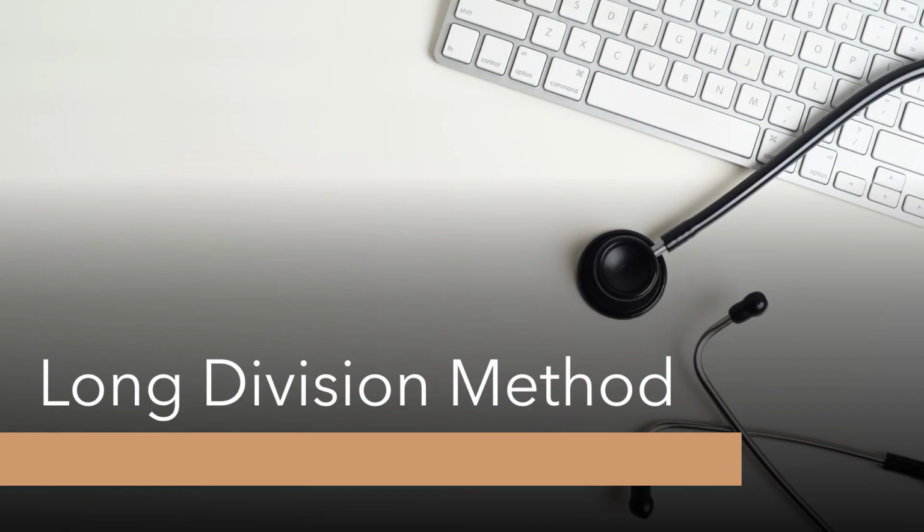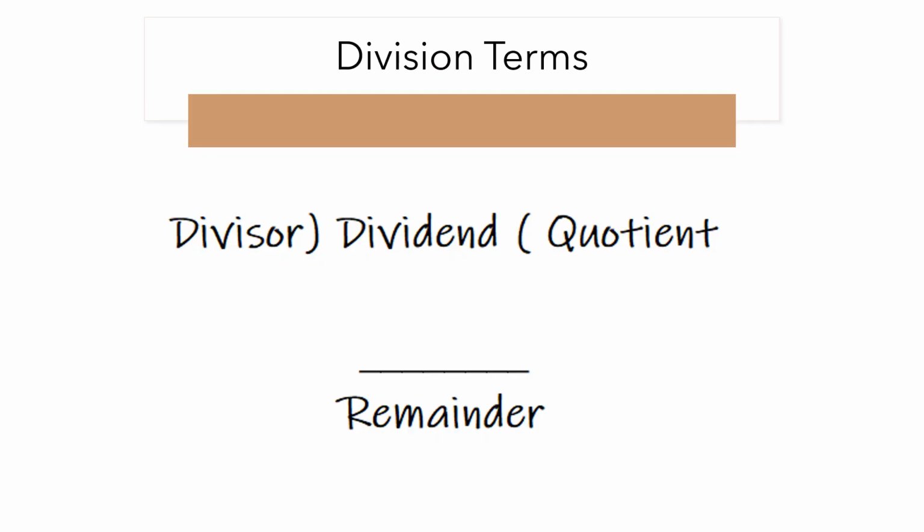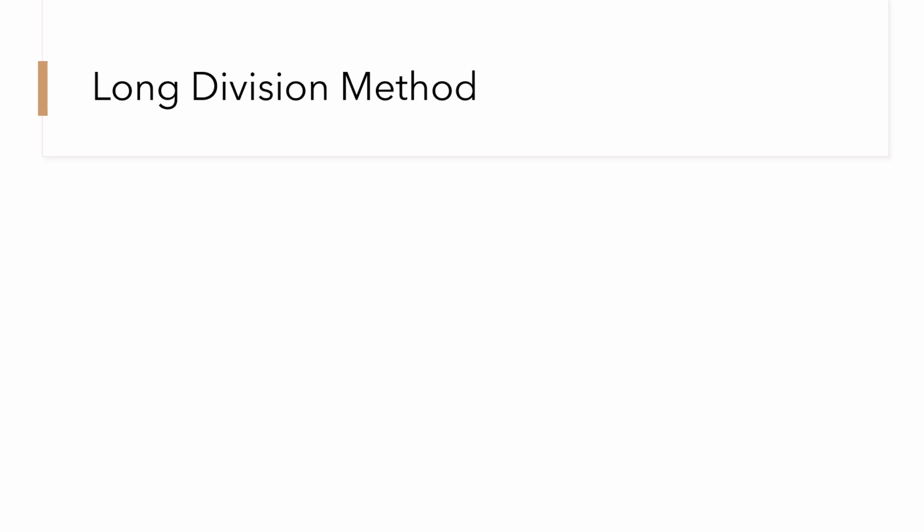Next, we will look at the long division method. Before we go into the long division method, we will just remember the different terms of division. Do you remember? We have a dividend which we divide by the divisor and we get a quotient. Whatever remains at the bottom is called a remainder. Remember these division terms. We will now look at the long division method.